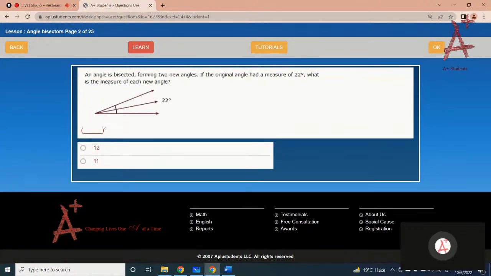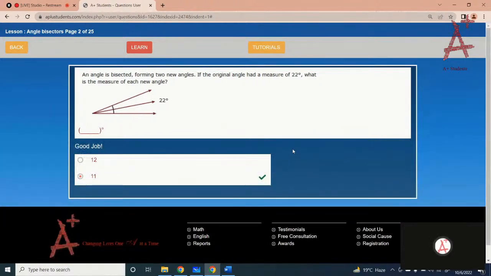Okay, an angle is bisected, forming two new angles. If the original angle had a measure of 22 degrees, what would be the measure of each new angle? Originally the angle is 22 degrees before bisection. Then the angle is bisected. So what is the measurement of the angle? Very good. It would be 11, because 22 divided by 2 is 11. Very good. Please write your name here so that it would be easy for me to call your names.